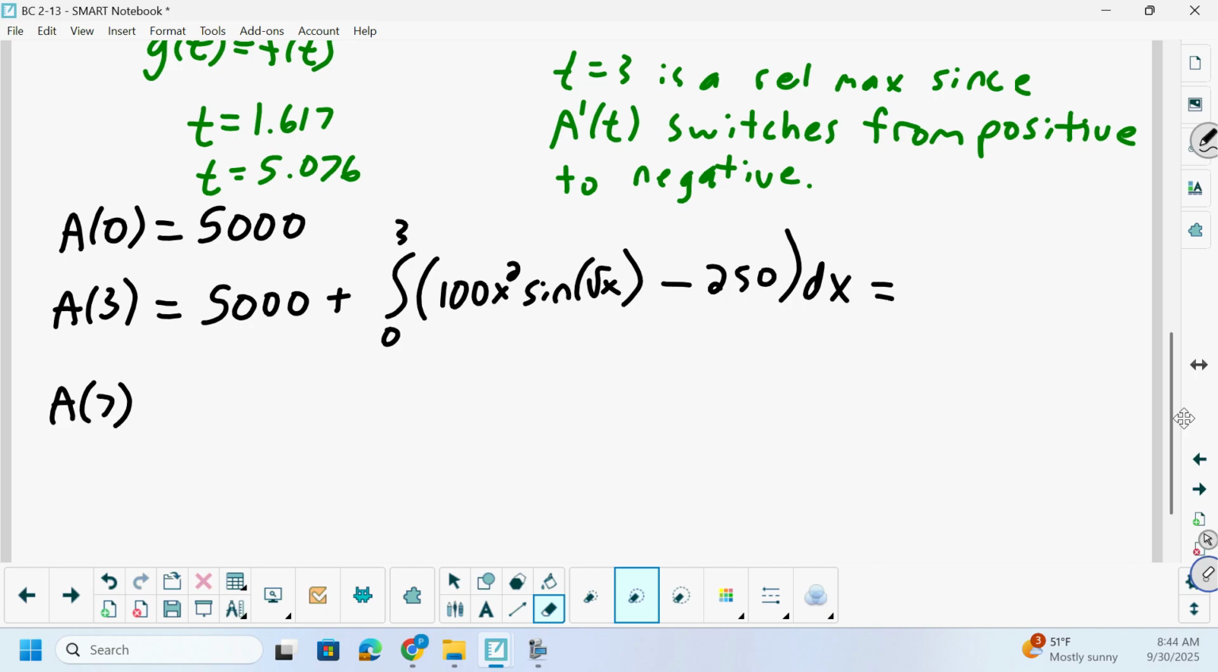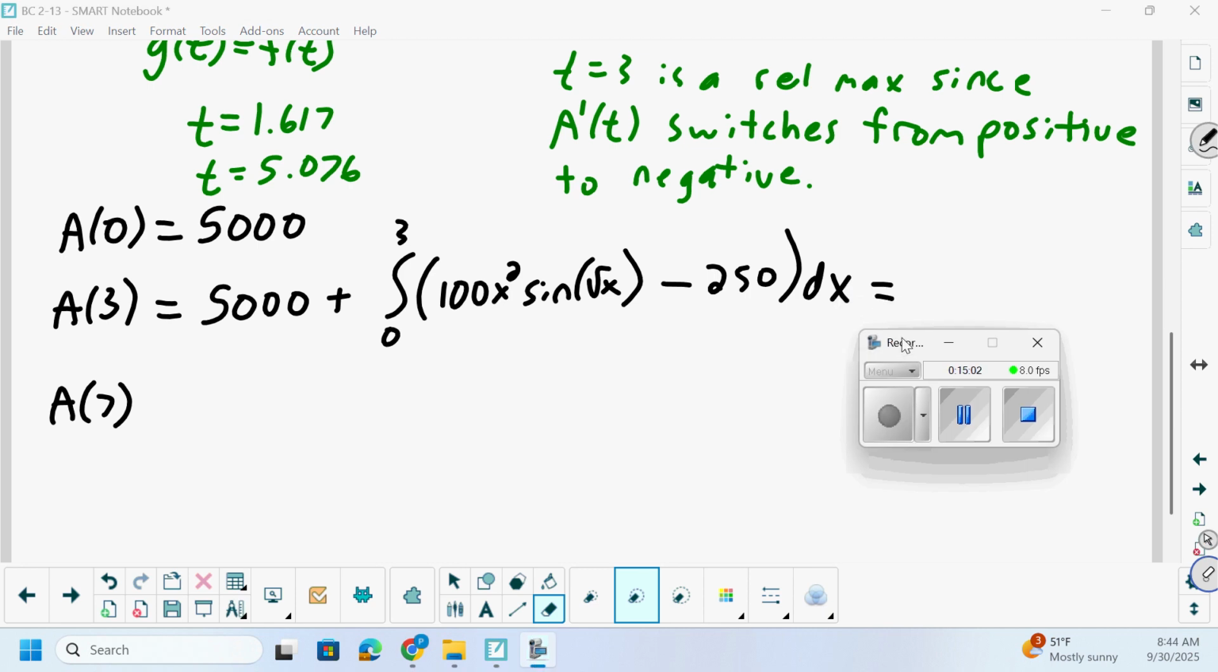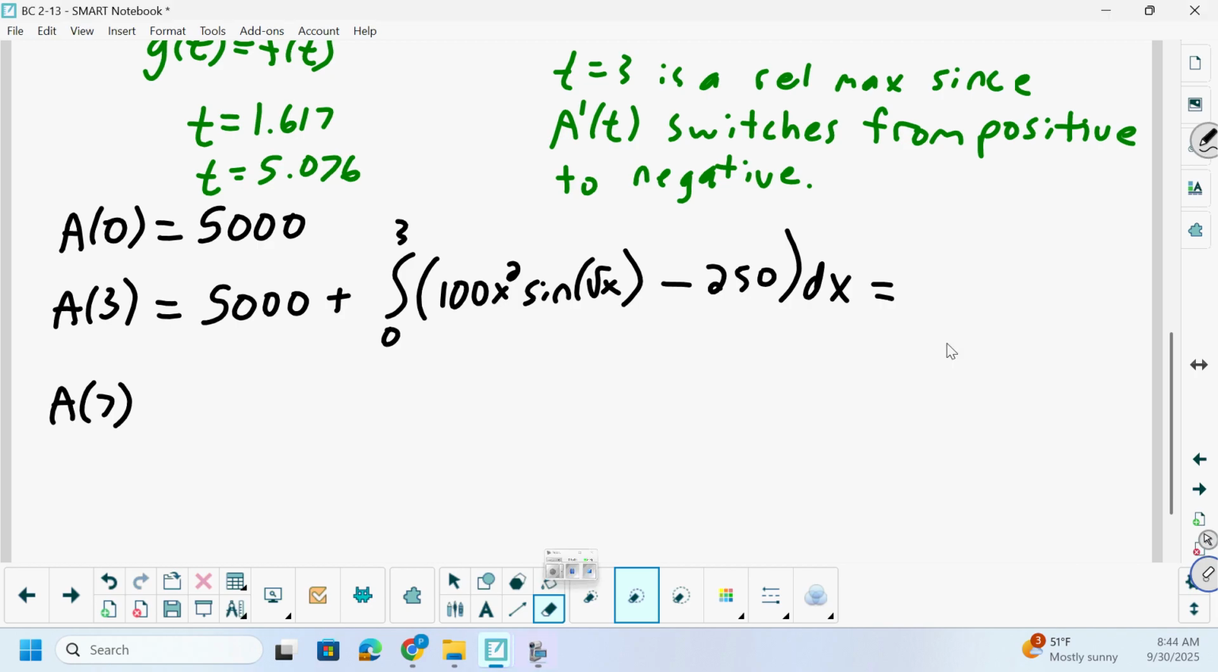We're going to pause the video for a minute for you to punch that in your calculator. Again, make sure you are in radian mode. So we should get 5126.591 and change. And now we've got to do A of 7.